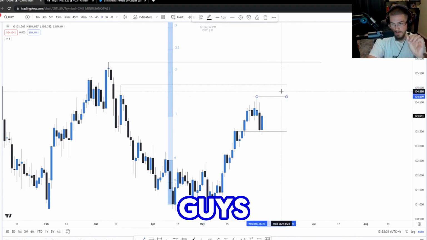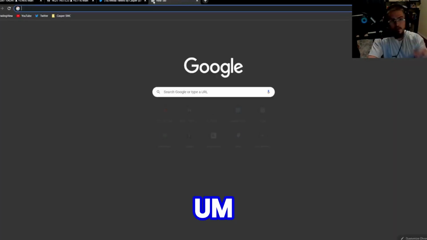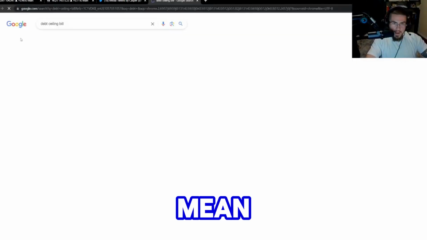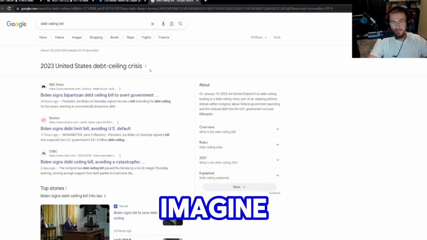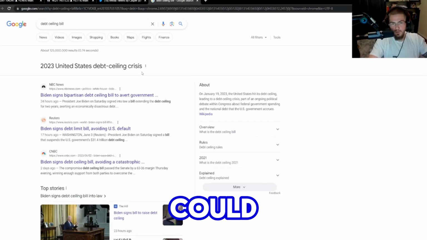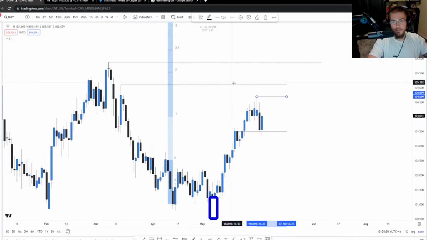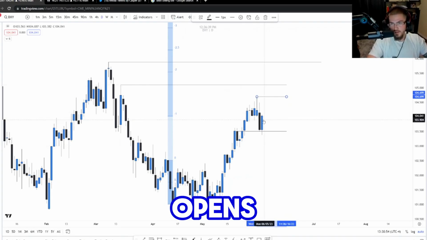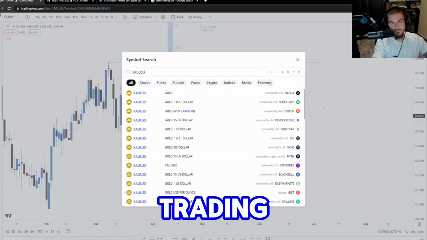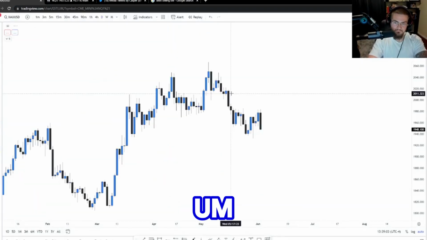Also, here's another thing you guys gotta remember. The debt ceiling bill. I would imagine that tomorrow it could be priced in. Do not go in here and try to trade based on this. But I would imagine that when this opens up, we're going to see movement. So just be very mindful of that as you're trading anything.